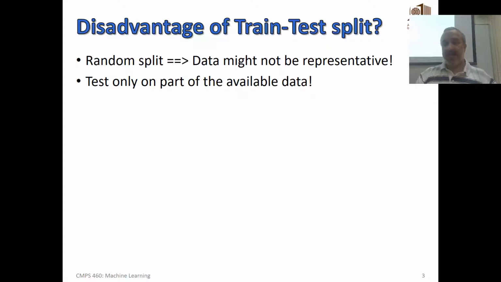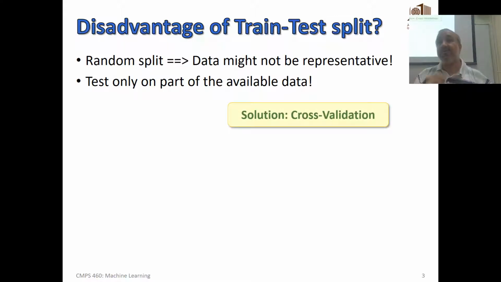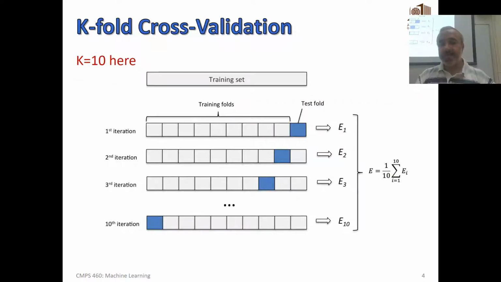Okay, what is the solution for that? The solution is a concept called cross-validation. What is cross-validation? We will not only have two splits, train and test, but we'll have k folds. We will divide the data into k folds, k parts, k portions. Usually k is 5 or 10. Let's say k is 10. So we will divide the data into 10 folds, 10 parts.